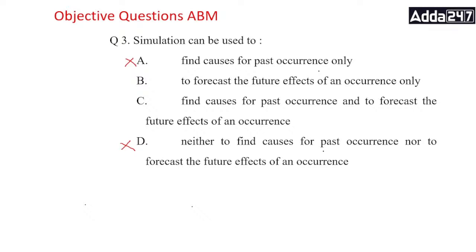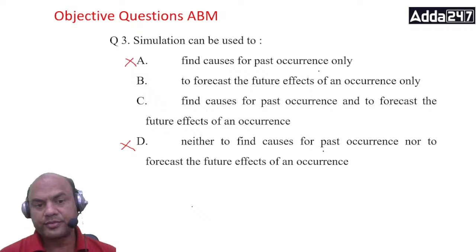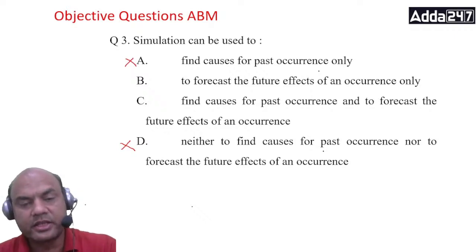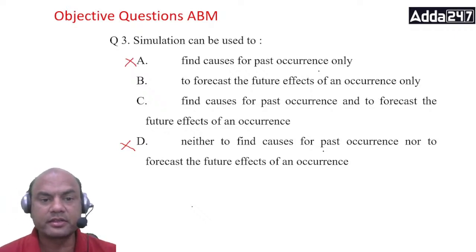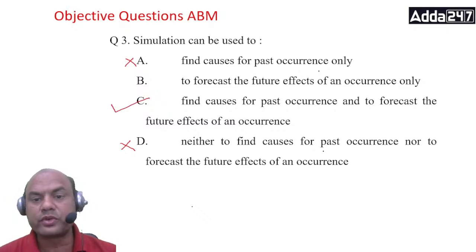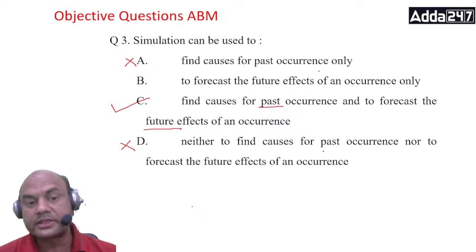The answer is, yeah. Is it B or C? The answer is C. Correct? The answer is C, because it is used for the past as well as to forecast the future. Right? So C is the answer.